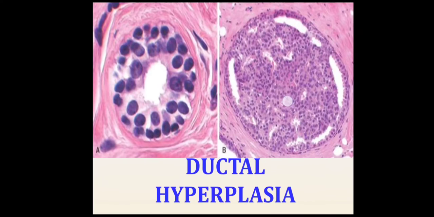So this is a florid hyperplasia. How can you say this is florid? Because there are more than four cell thicknesses and it is occluding the lumen of the acinus completely. And this is the fenestration, that is, slit-like holes at the periphery of the acinus. Because this space is present at the periphery, you can say that this is a florid ductal hyperplasia and not ductal carcinoma in situ.